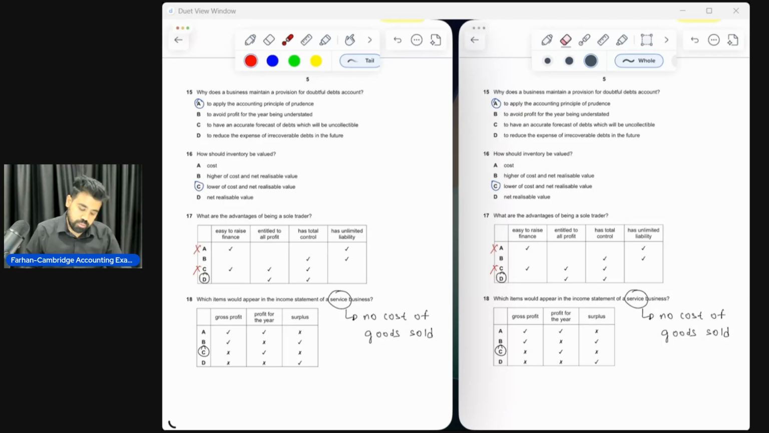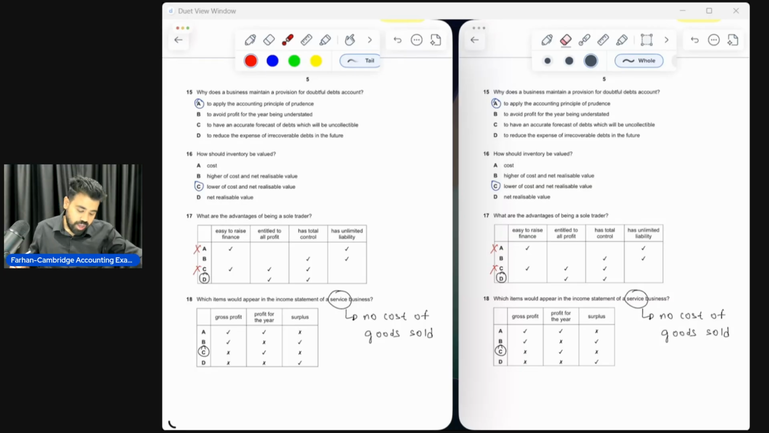What about option B? To avoid profit for the year being understated. I mean, if you have a provision for doubtful debts, it's actually increasing your expenses. So when you increase your expenses, you would actually reduce your profits. We are not really avoiding for the profit to be understated. We are rather taking a precautionary measure to ensure that expenses are not understated.